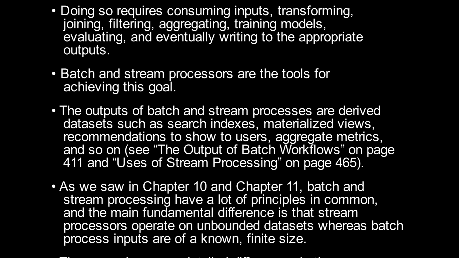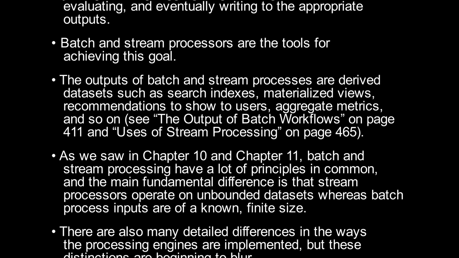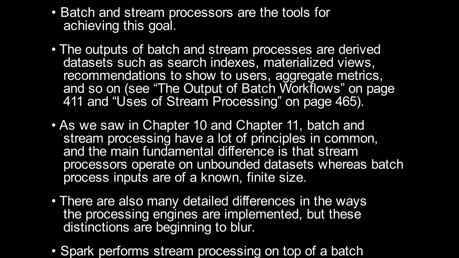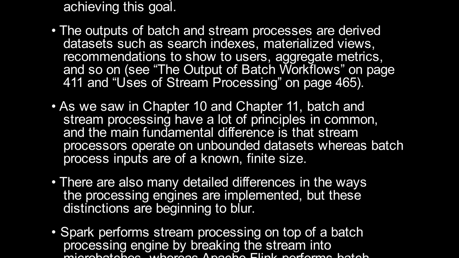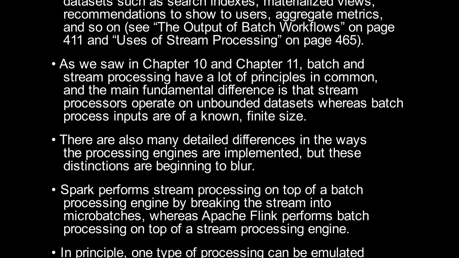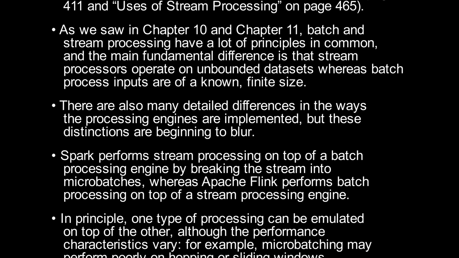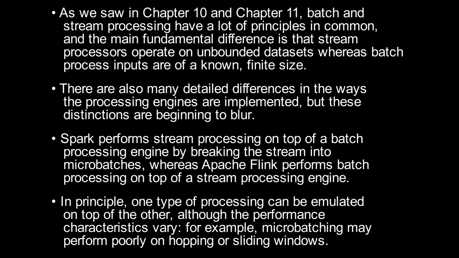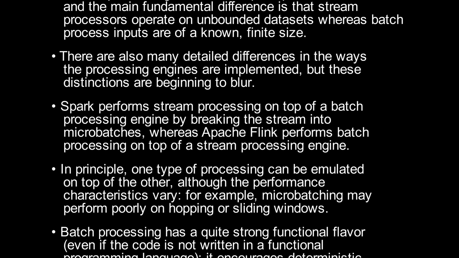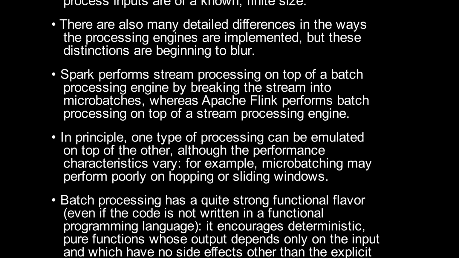As we saw in Chapter 10 and Chapter 11, batch and stream processing have a lot of principles in common, and the main fundamental difference is that stream processors operate on unbounded datasets whereas batch process inputs are of a known, finite size. There are also many detailed differences in the ways the processing engines are implemented, but these distinctions are beginning to blur. Spark performs stream processing on top of a batch processing engine by breaking the stream into microbatches, whereas Apache Flink performs batch processing on top of a stream processing engine. In principle, one type of processing can be emulated on top of the other, although the performance characteristics vary. For example, microbatching may perform poorly on hopping or sliding windows.